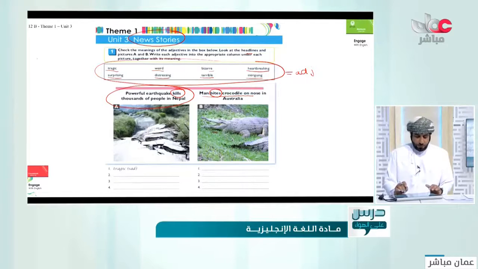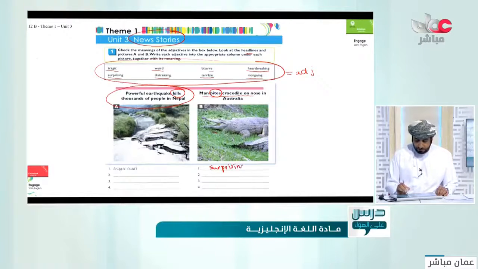So if we say powerful earthquake kills thousands of people in Nepal, tragic is written as an example under A headline. So we have headline A, headline B. Tragic is written under headline A. What about the second one? Let's say surprising. So headline A or headline B? Yes, headline B.